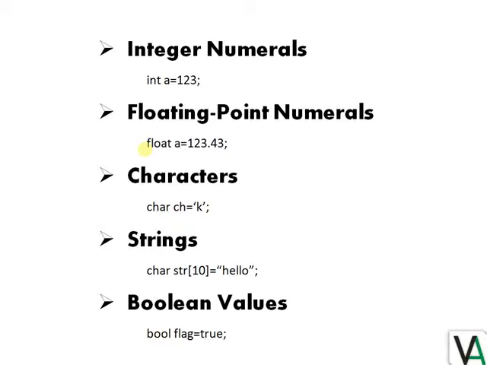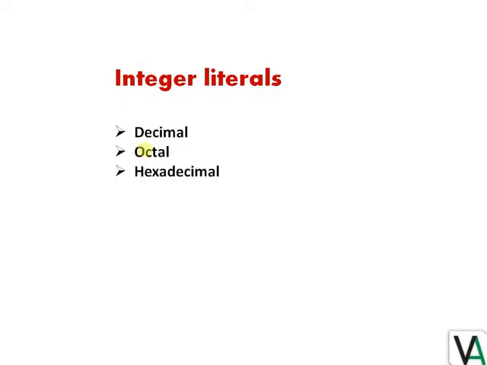Boolean values in C++: two boolean values are represented, one is true and the second one is false. Okay, let's talk in detail about each of these. First is integer literal. We have three types of integers: decimal, octal and hexadecimal. You must be thinking, what is the difference between decimal, octal and hexadecimal? So let's talk in detail.